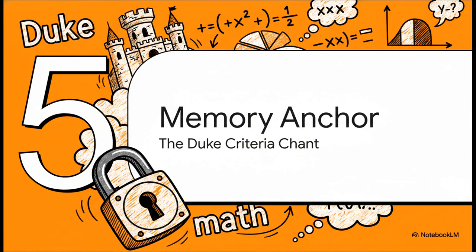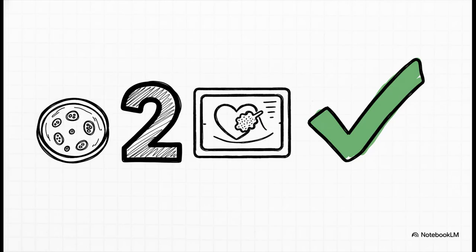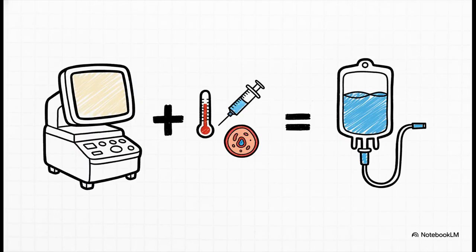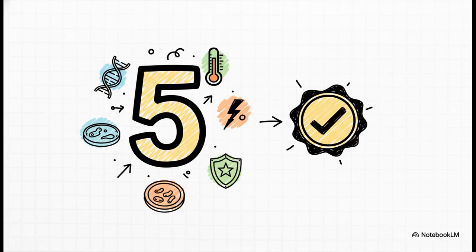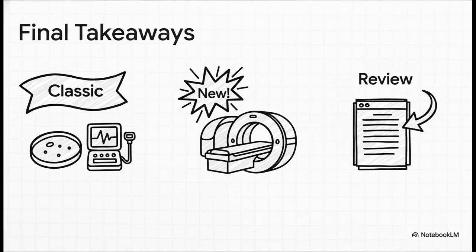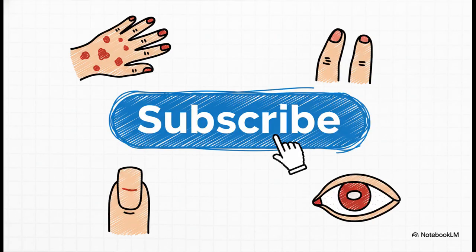Okay, now to make sure this calculation is permanently burned into your memory, prepare for the Duke criteria chant. 2 major is sure. 1 plus 3 starts the cure. 5 minor makes it pure. Culture, echo, PET-CT is new. The guidelines, review. And there it is. The math is locked in. 2 majors, 1 and 3, or 5 minors. These combinations are absolute.